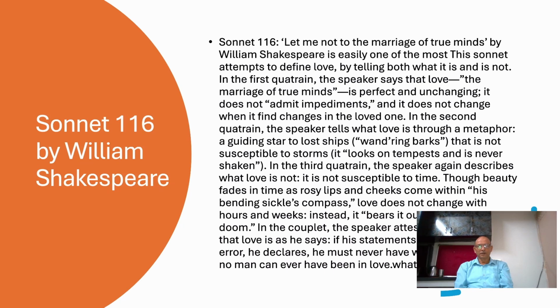This sonnet attempts to define love by telling both what it is and what it is not. In the first quatrain, the speaker says that love, the marriage of true minds, is perfect and unchanging. It does not admit impediments and it does not change when it finds changes in the loved one. The meaning is that even when your partner or your friend changes, your love should not change.